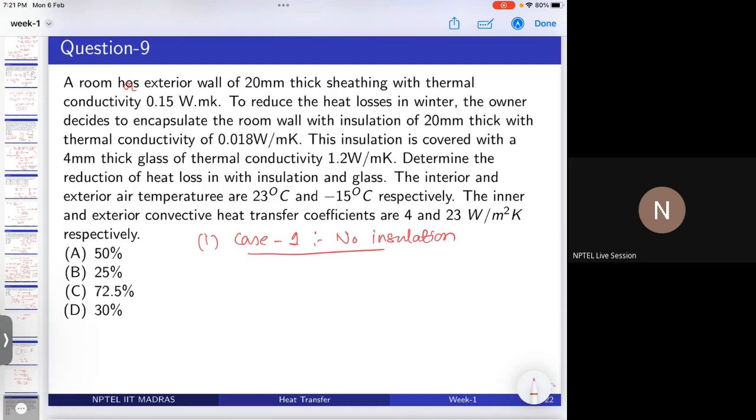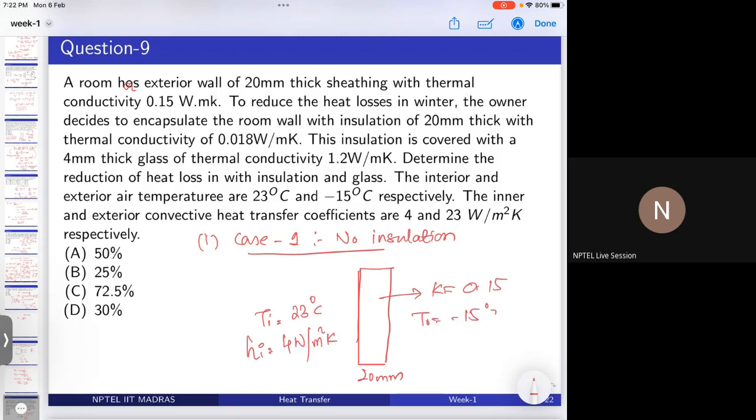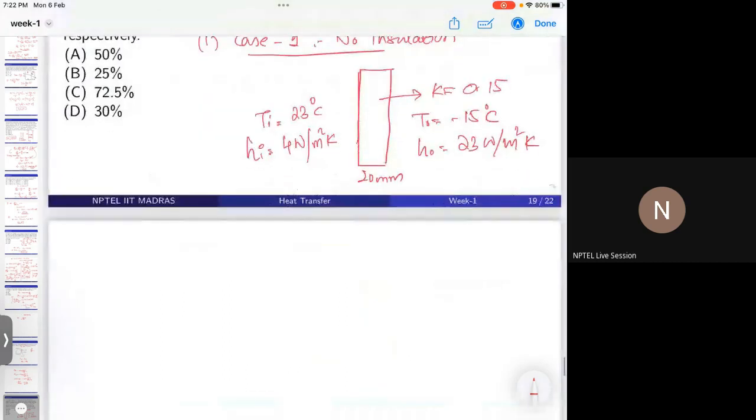So we have a wall of around 20 mm thick with the thermal conductivity of around 0.15, and the interior is at 23 degrees Celsius, and the heat transfer coefficient at interior is 4 watts per meter square Kelvin. The exterior is minus 15 degrees Celsius, and the heat transfer coefficient is 23 watts per meter square Kelvin. So first we will find out the heat flux with this.